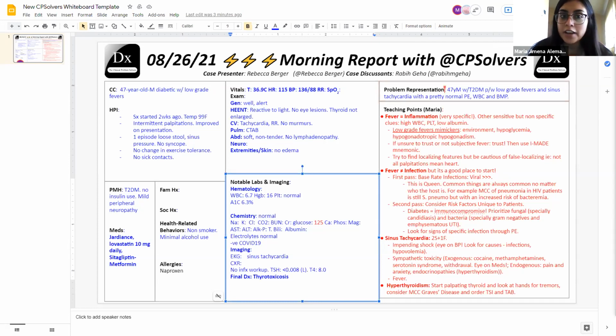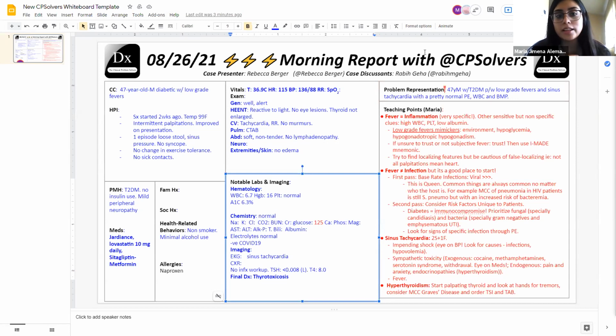And when you're considering infection, start thinking of base rate infections. So first pass, think what happens to most people. And this is Queen: common things are always common, no matter who the host is and what risk factors they have. So start considering viral infections first, and with a second pass, consider risk factors unique to the patient. So for example, this patient has diabetes, which makes them immunocompromised. And with diabetes, you always have to prioritize fungal and bacterial infections.